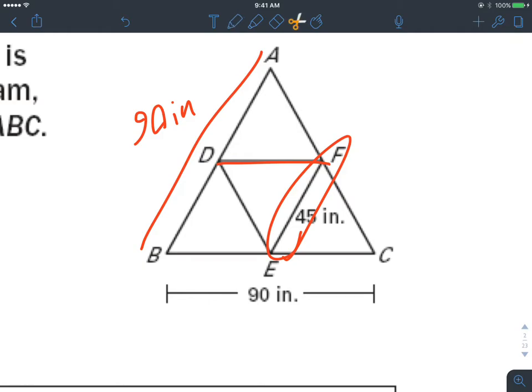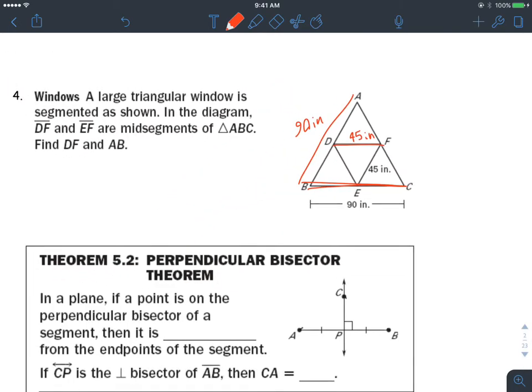And then we also need to find DF. So it's kind of like the same thing here. You start with the long side and then do half of that. And then you get 45 inches right there for the mid-segment. So it happens to make a couple of isosceles triangles there. So anyways, that is it about the mid-segments.